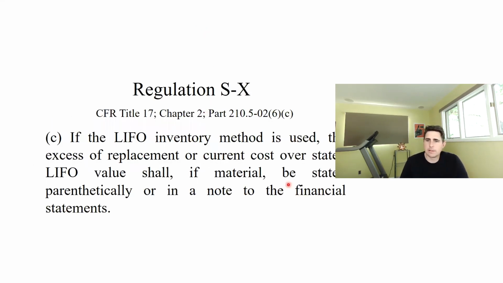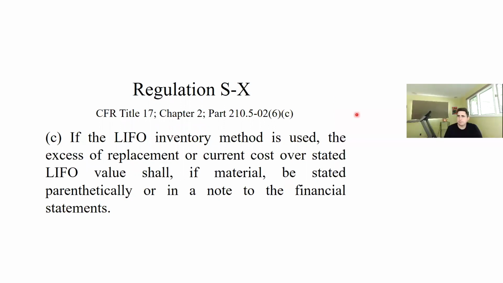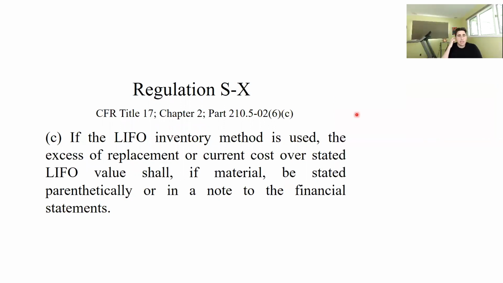First of all, there's something called Regulation SX. Let me move myself up in the corner here. Regulation SX tells public companies what they're required to disclose in their financial statements. In this part of Regulation SX, here's what it says: if the LIFO inventory method is used, the excess of replacement or current cost over stated LIFO shall, if material, be stated parenthetically or in a note to the financial statements. Now I'm going to show you why, when they say replacement or current cost, they mean FIFO.